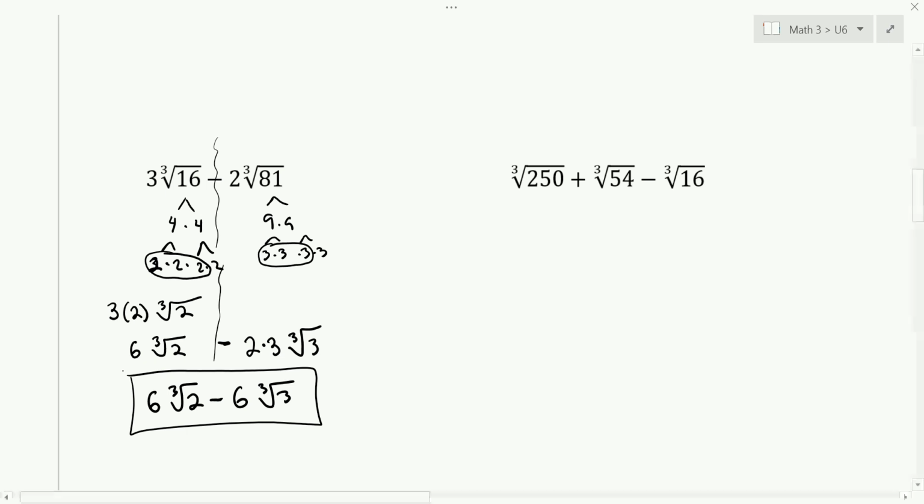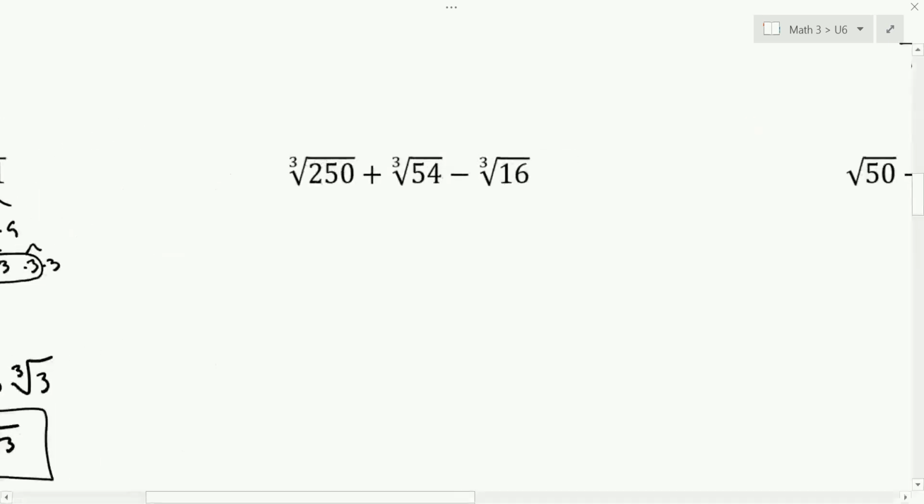So try this next one. Simplify. Right now, nothing matches, right? But go ahead and simplify each piece. So you've got 3 different problems to simplify, and see if you can combine them at the end. Take a moment. Try this one out.